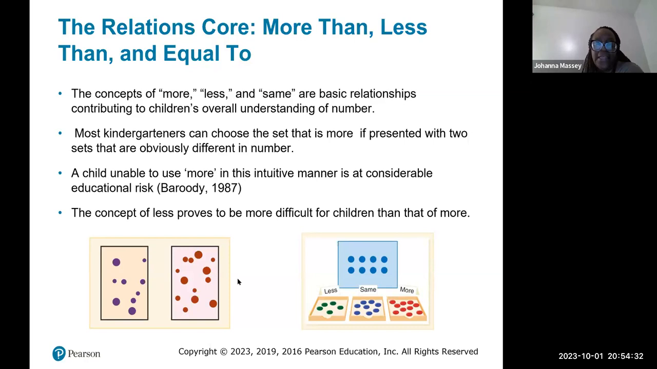But they said this: the concept of less proved to be more difficult for children than that for more. A child unable to use more in this intuitive manner is at considerable educational risk. So make sure your students know about more, but they also need to know about less as well. Definitely test more first. And there's this game right here in the book, in the chapter on less, same, more. When you produce, let's say I have my dot images, and then I say same, less, or more, and they have to produce that. Okay.